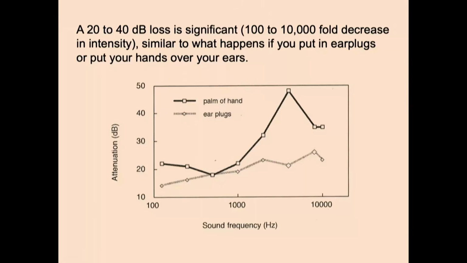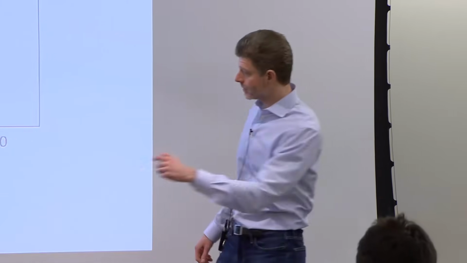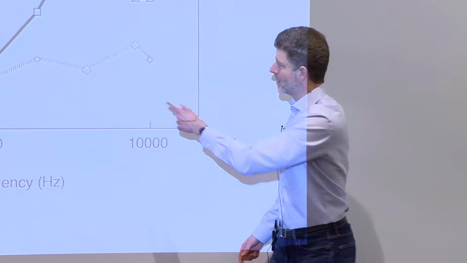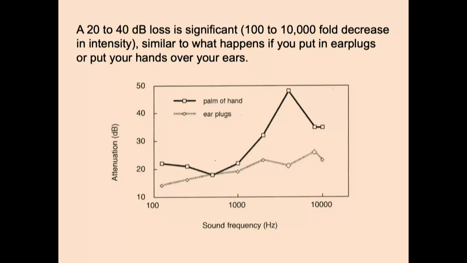Okay, so just to give you a sense of the significance of this, this is the amount of attenuation that you would get from having earplugs in your ears or just putting your hands over your ears. So this is sound frequency and the amount of attenuation. Earplugs maybe give you 20 or 30 dB attenuation, more at high frequencies than at low frequencies. Putting your hands over your ears gives you that. So this is on par with, or maybe not even as extensive as, what you would have if you just get older on average.